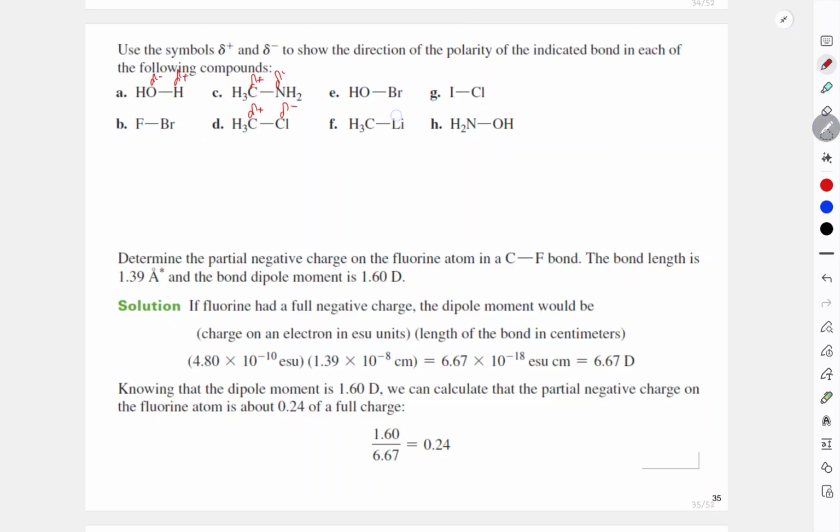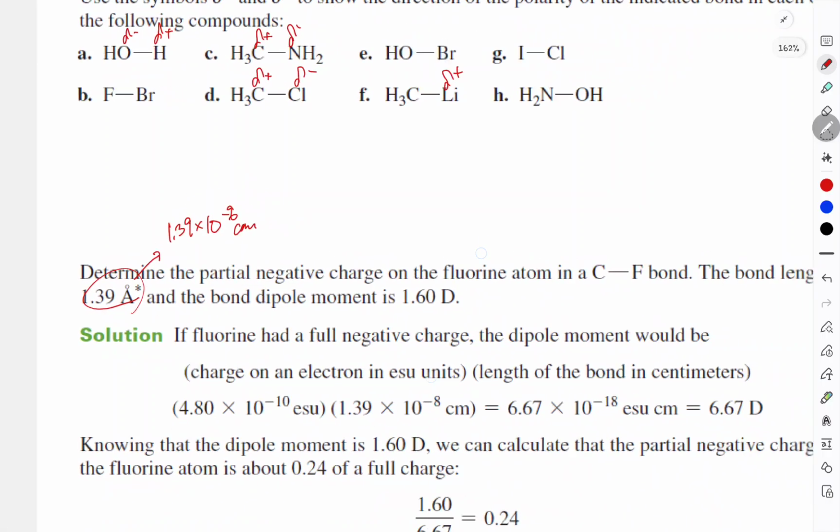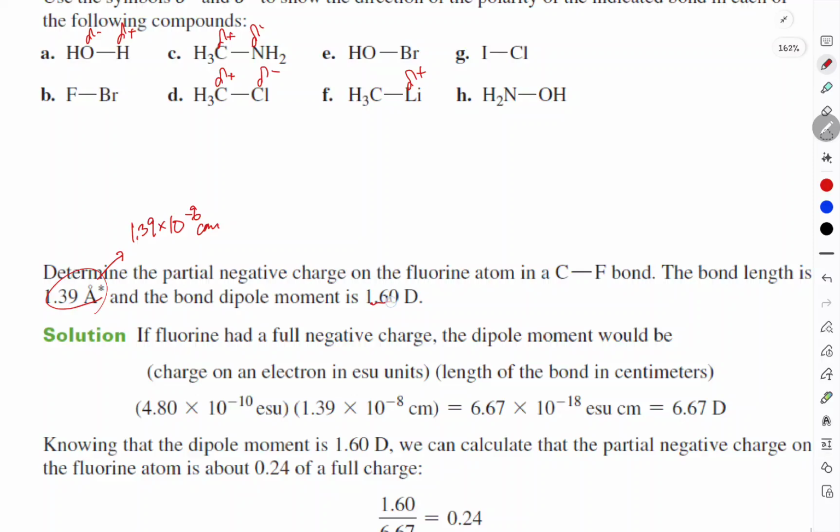What about the bottom problem? Determine the partial negative charge of the fluorine atom in a C-F bond. The bond information is given: the length scale is around here, and the dipole moment is this much. So from the equation just defined for the dipole moment, you can calculate the partial negative charge of the fluorine atom. And here is a solution you can refer to.